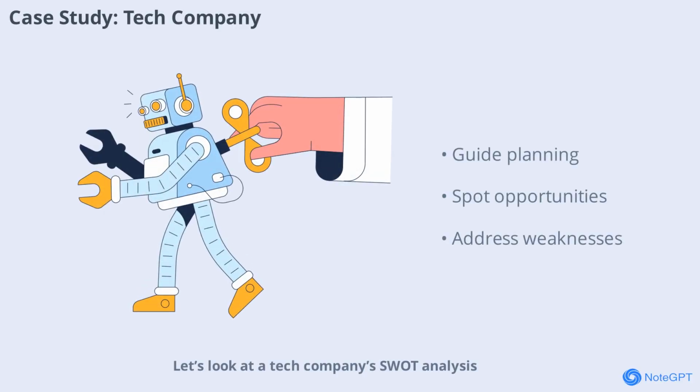Let's look at a tech company's SWOT analysis. Strengths include innovative products and a talented team. Weaknesses might be high turnover or limited market share. Opportunities could involve expanding into new regions, while threats include rapid technological change. This analysis guides the company's strategic planning.